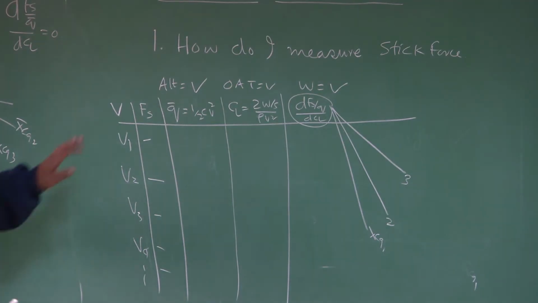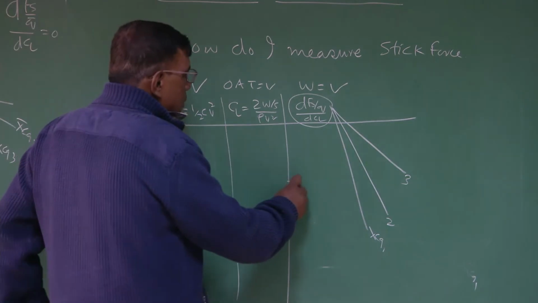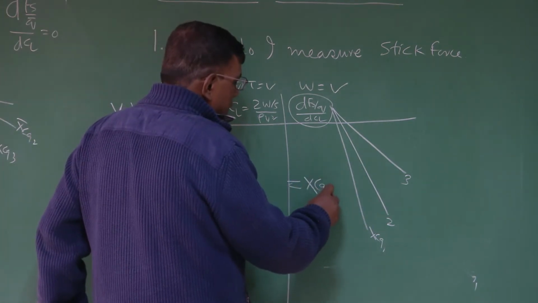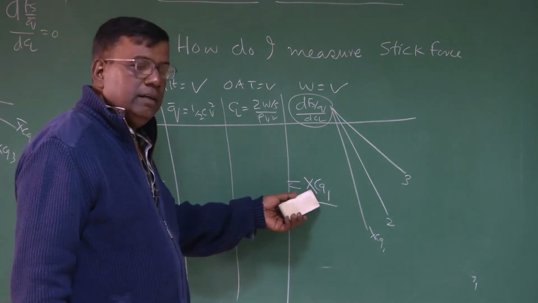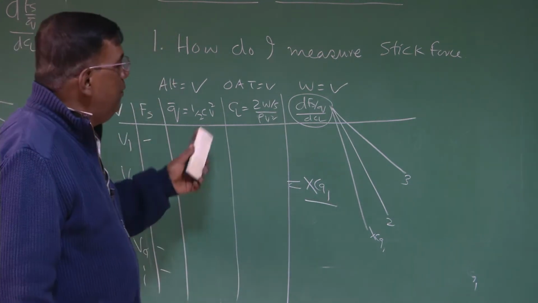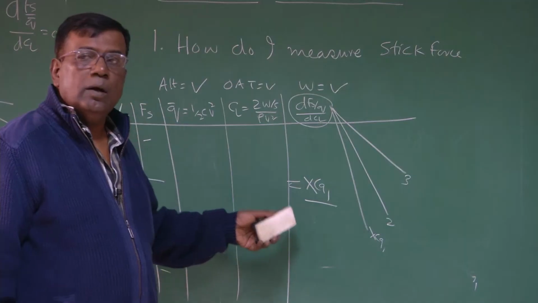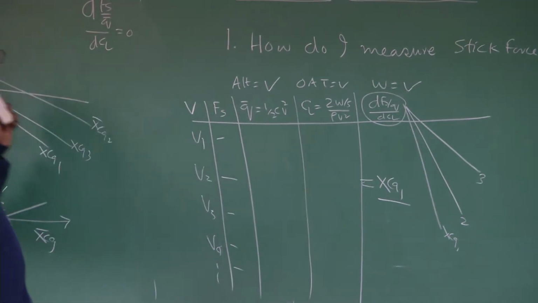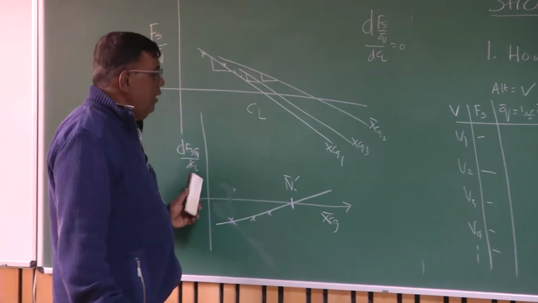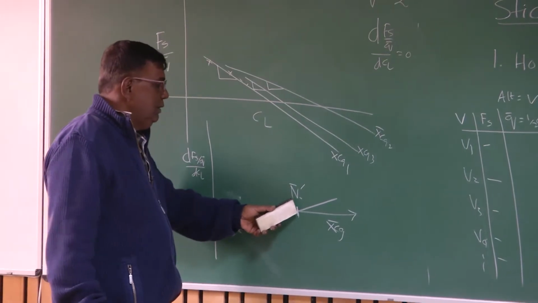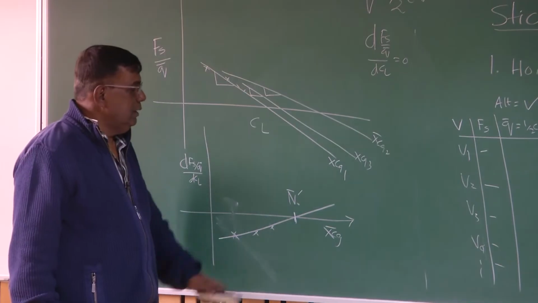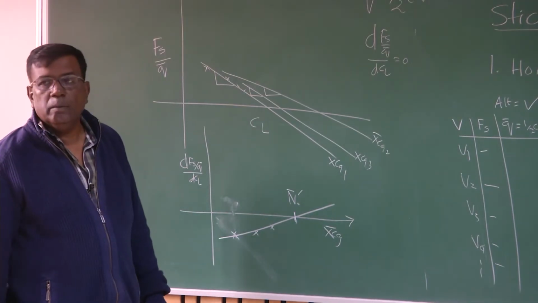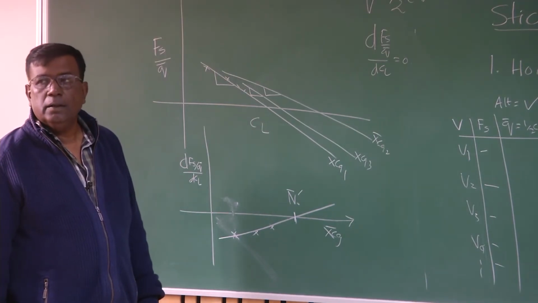So this table will correspond to one CG location, XCG1. A similar table will be there for another configuration, XCG2. A similar table will be there for XCG3. So you have to pick up the slopes and cross plot with respect to CG and see where, after extrapolating, this line cuts. That is your stick-free neutral point. As simple as that. Okay, clear?